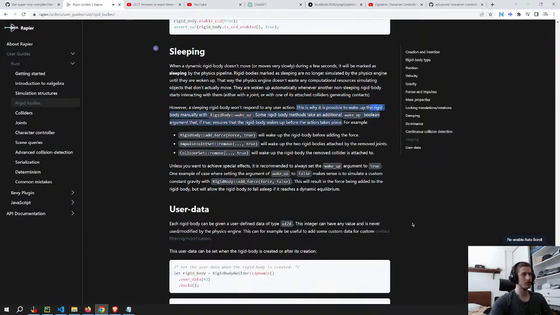However, a sleeping rigid body won't respond to user action. This is why it's possible to wake up the rigid body manually with rigid_body.wake_up. Some rigid body methods take an additional wake_up argument which, if true, ensures that the rigid body wakes up before the action takes place. For example, rigid_body.add_force(force, true) will wake up the rigid body before adding the force.